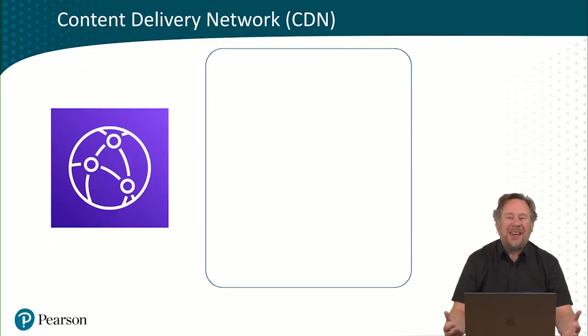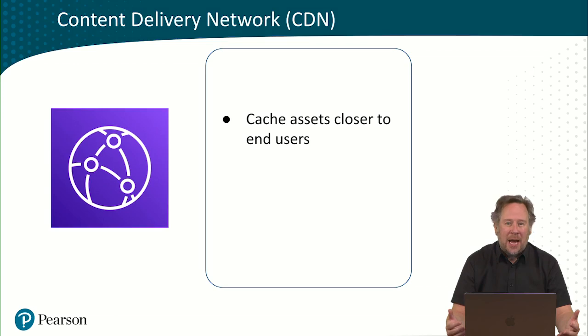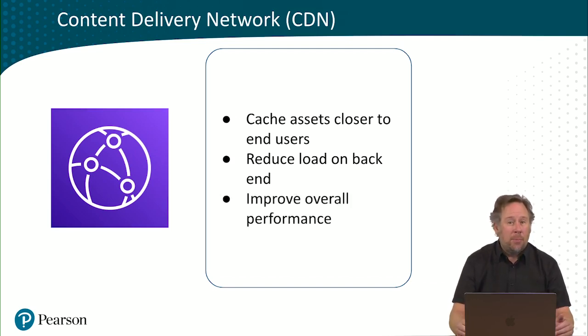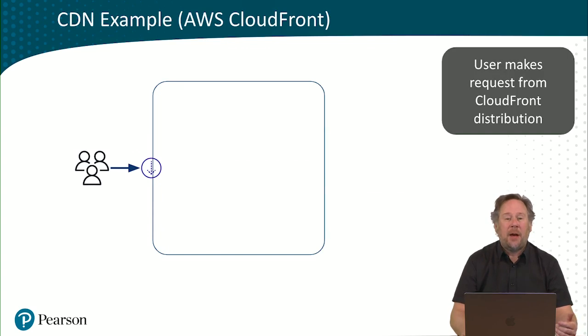Finally, we have CDN, which stands for Content Delivery Network. And this is how you cache web assets or multimedia assets closer to your end users. The purpose of this is to not only reduce the load on the back end, but it also improves the overall performance in terms of lower latency and higher throughput. An example of how this works is AWS CloudFront.